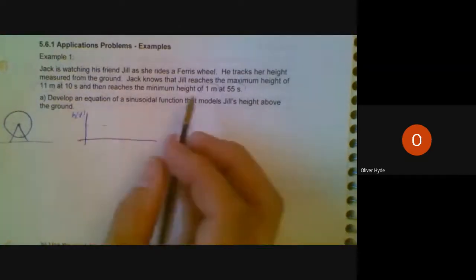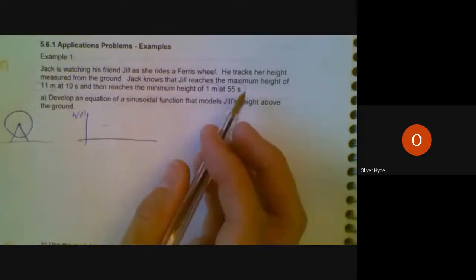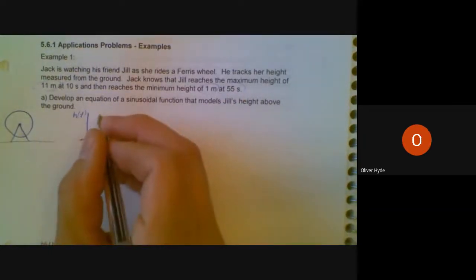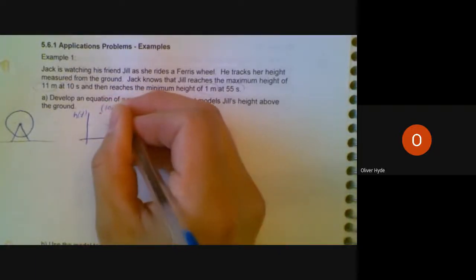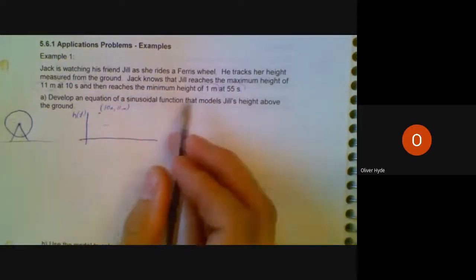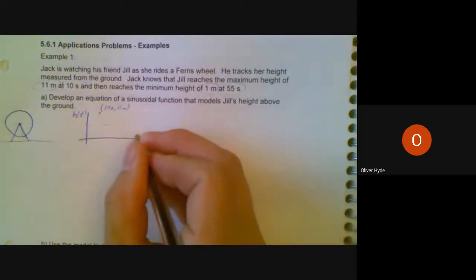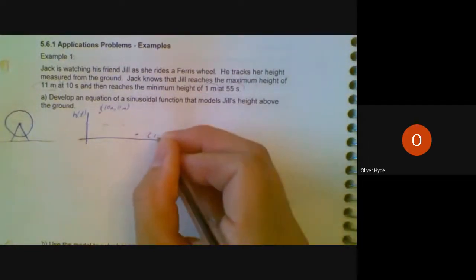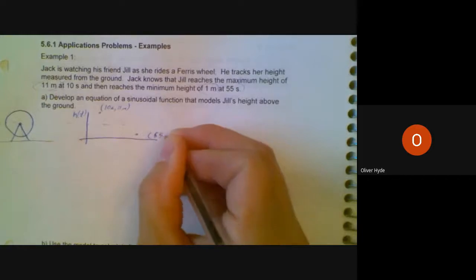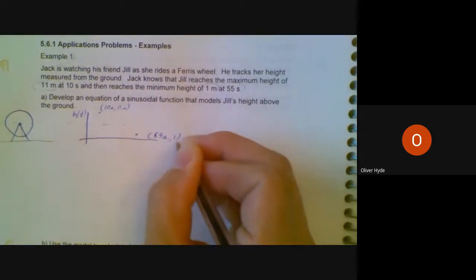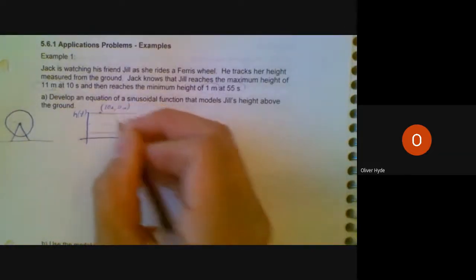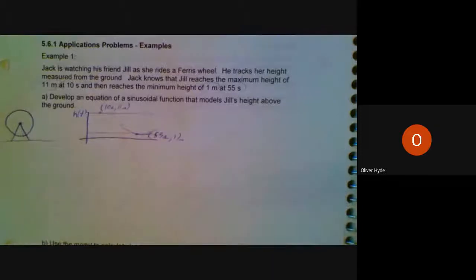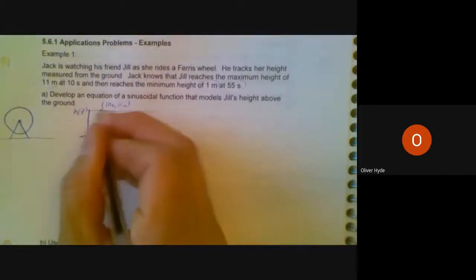Now, what we've got here is evidence of a maximum of 11 meters, 10 seconds into the experiment, followed by evidence of a minimum of 1 meter, 55 seconds into the experiment. Okay, so you can go ahead and frame your curve there. Go ahead and draw a portion of the curve. And with this sketch, I feel like we're ready to go.